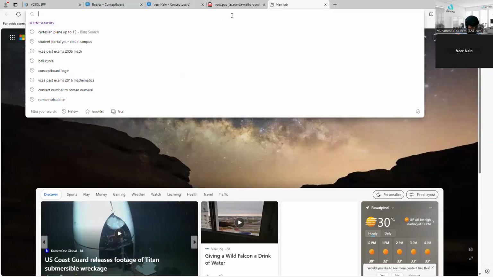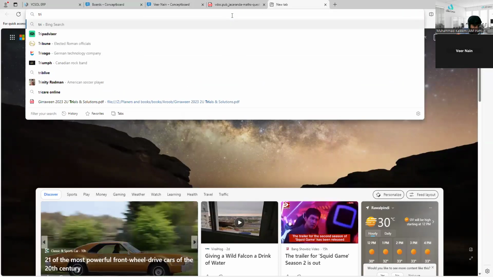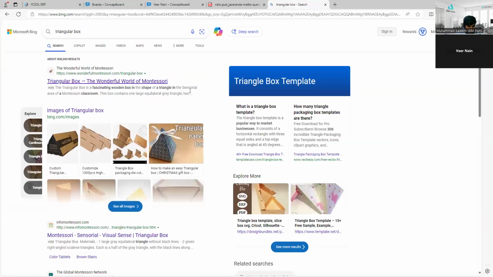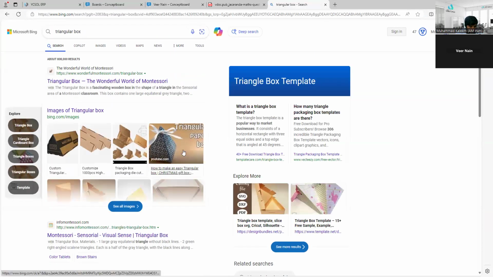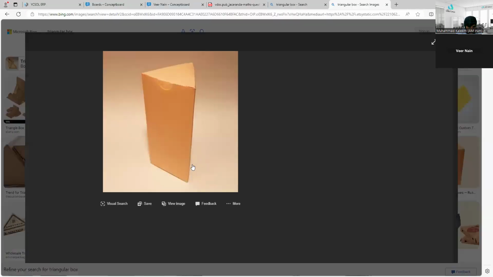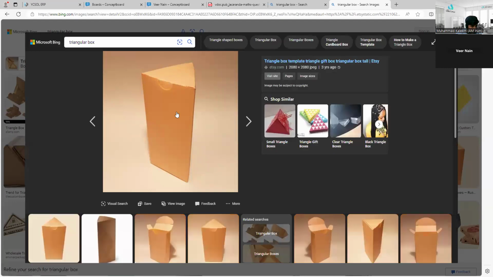Let me search on the internet, so it will be easier for you to understand. Triangular box. You can see we have this type of box. Let me check out the image so it will be more clear to you. This is a box. This one is a triangular box. We have a box like this.